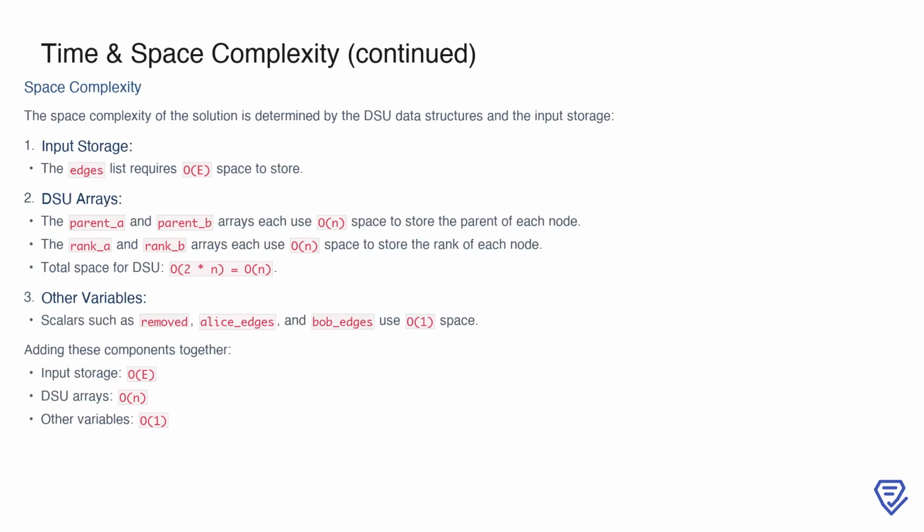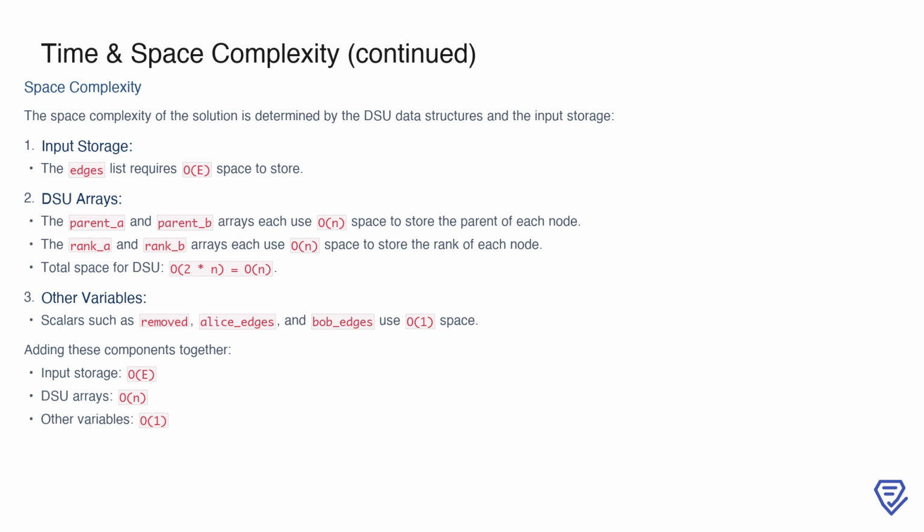Now, let's analyze the space complexity of the solution. The primary contributors are the DSU data structures and the input storage. First, the edges list requires O(E) space to store all the edges. Then, the DSU data structures include arrays for the parents and ranks of nodes. Specifically, the parent_A and parent_B arrays each use O(n) space, where n is the number of nodes. Similarly, the rank_A and rank_B arrays each require O(n) space. Together, the total space used by the DSU data structures is O(2 * n), which simplifies to O(n).